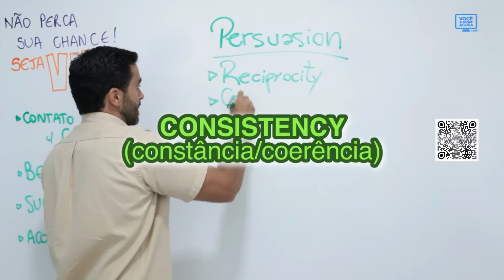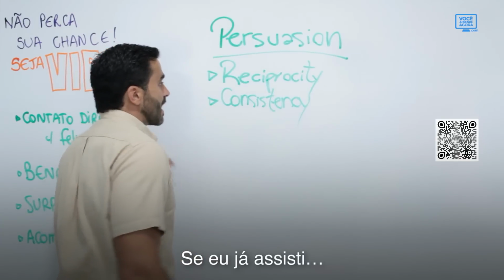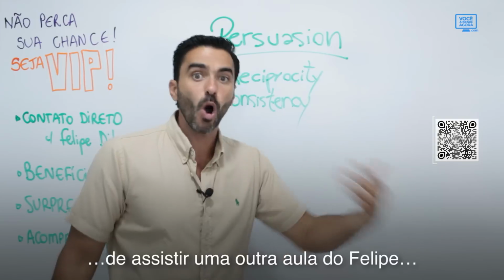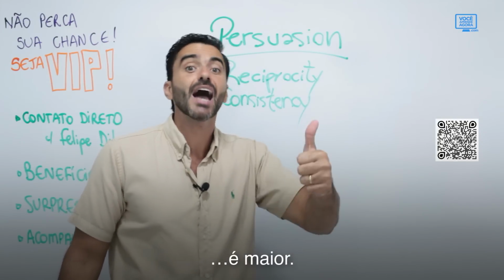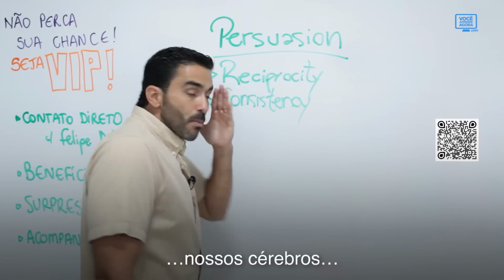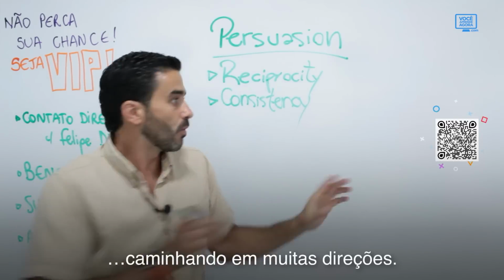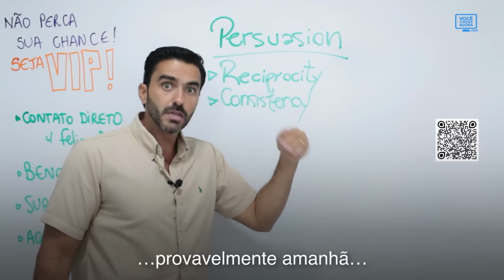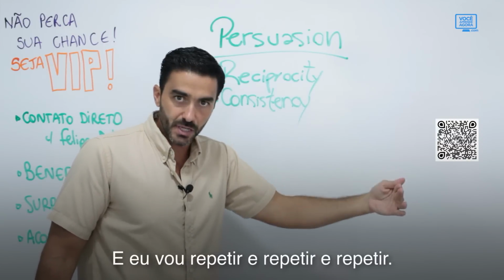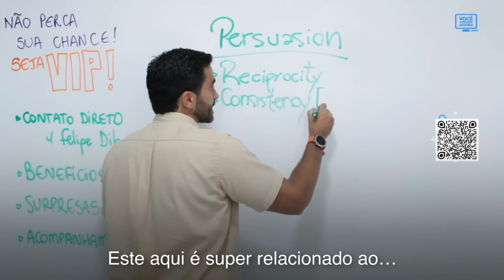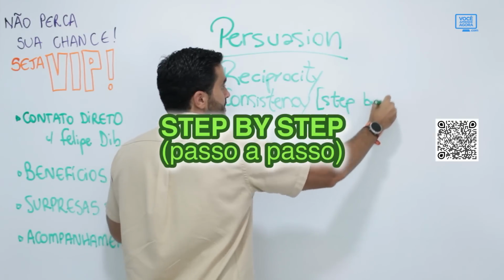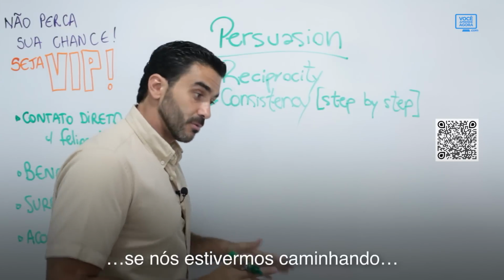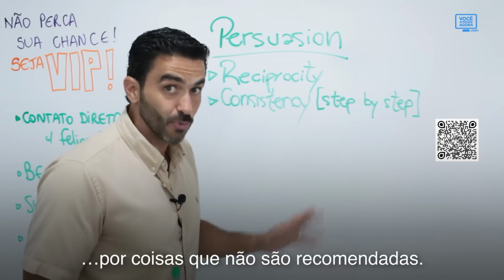Second is consistency. Well, if I have watched Felipe's classes before, the possibility for me to watch another class from Felipe is higher. We, human beings, our brains want consistency. We don't want to be walking around too many directions. No, if I did this and I enjoyed, probably tomorrow I'm going to repeat this behavior. And then I'm going to repeat and repeat and repeat. This one is super related to the step by step. Very positive when we are doing good things. Can be a threat if we're walking around things that are not recommended.